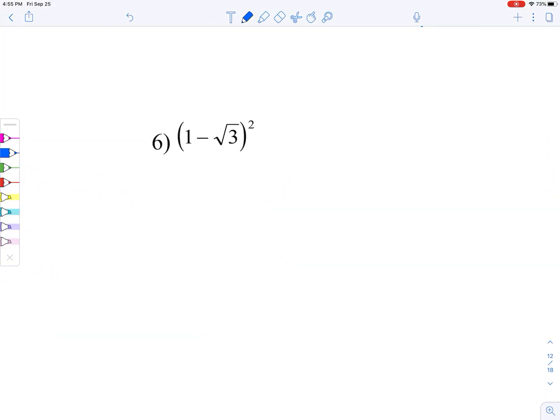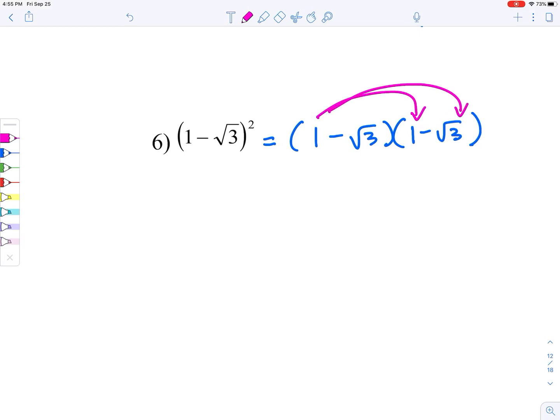Question 6 has stuff in brackets squared. So it's trying to muck you up. We are going to just remember, though, that whenever we have something squared, we're going to write it out twice. So that's really 1 minus root 3, close the bracket, and then write it again, 1 minus root 3 inside brackets. I'll distribute. From this, 1 times 1 is 1. 1 times negative root 3 is negative root 3. From these two, minus root 3 times 1 gives me minus root 3. And then minus times minus is a plus, and then I get root 3 squared.